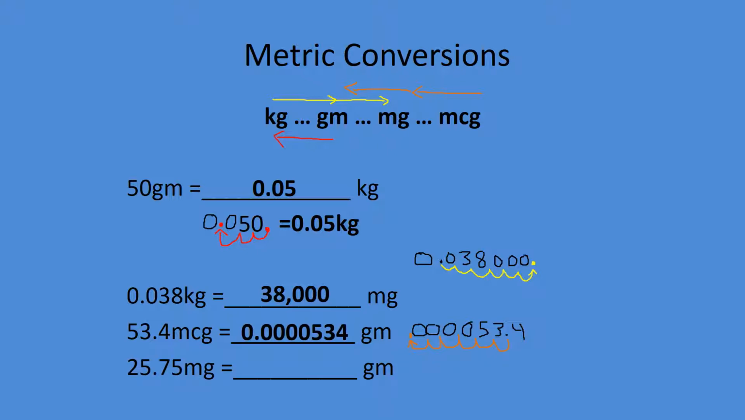And the last example for metric conversions, we have 25.75 milligrams. We got to go to grams, so it's 3 spaces to the left. So 0.02575 grams.